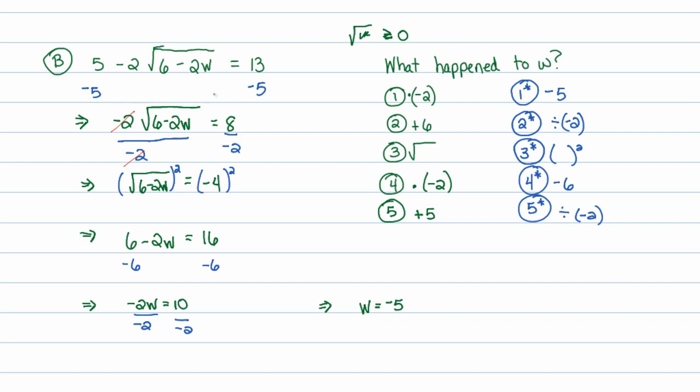Now remember what you should do. Whenever you square both sides of an equation, you risk introducing an incorrect solution. So let's check this solution. I go back to the original equation. Instead of w, I'll plug in a negative 5 and see what happens. I will have 5 minus 2 times the square root of 6 plus 10, or in other words 16, which is equal to 5 minus 2 times 4, which is 8, which gives me negative 3, which is not actually equal to 13. So that's the issue. This is not a solution.